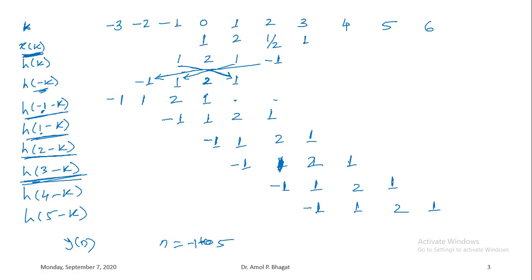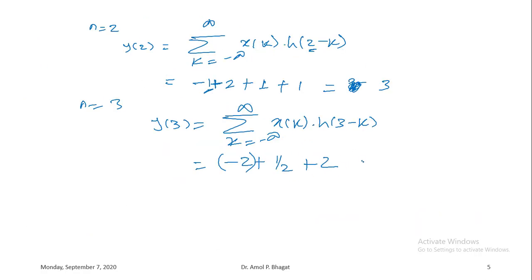Here there is no value, so 1 multiplied by 0 will be 0, right? So these will be the values. So plus 2 minus 2 will get cancelled. Okay, that will be 0 and 1 by 2. So here it will be simply equal to 0.5. Okay, 1 by 2 is nothing but 0.5. So your y of 3 is 0.5.